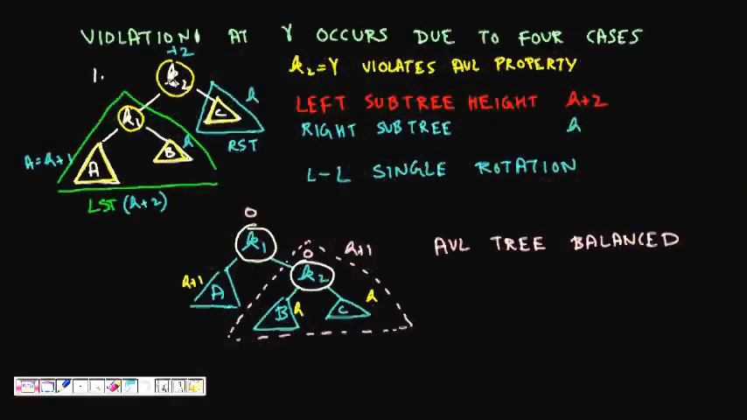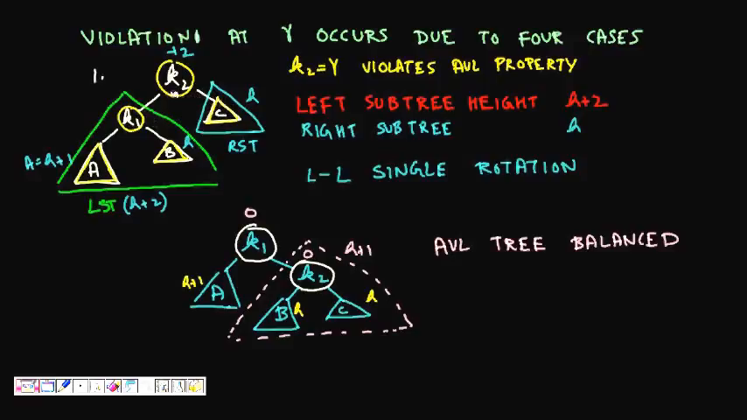Now the violation at the gamma node causes various cases, and here we will see two cases. The first case: this is a generic binary search tree. Here we have k1 as a key, k2 as a key, and A is the left subtree of k1, B is the right subtree of k1, and C is the right subtree of k2.